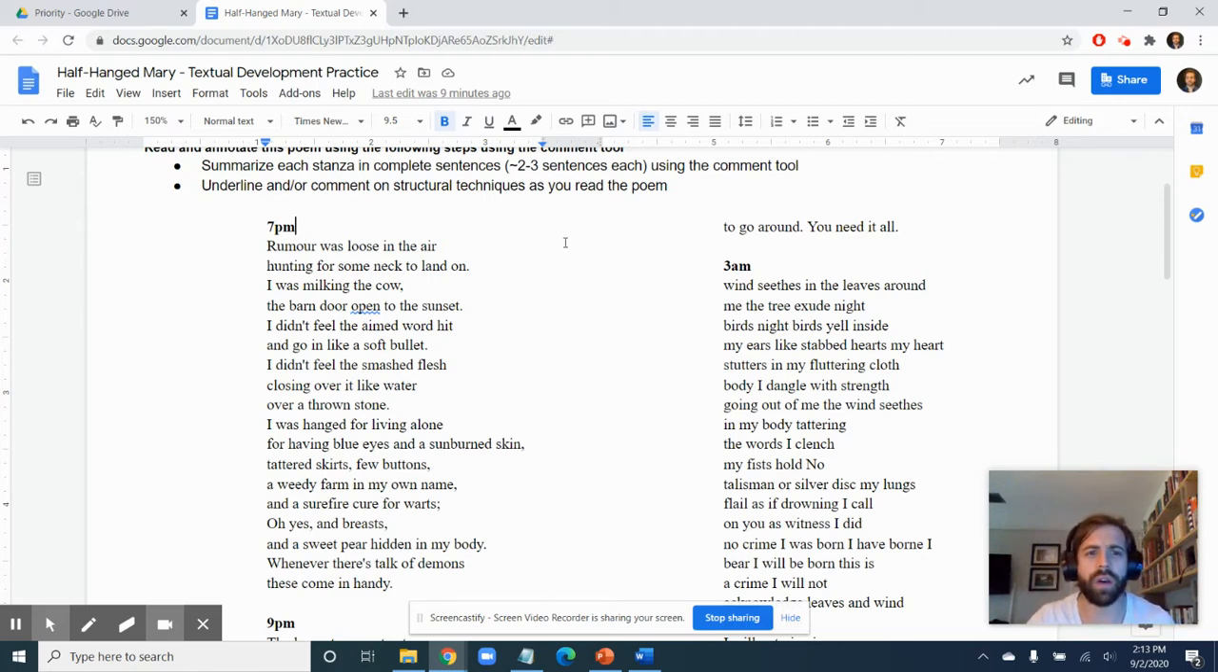Rumor was loose in the air, hunting for some neck to land on. And I was milking the cow, the barn door open to the sunset, and I didn't feel the aimed word hit and go in like a soft bullet. I didn't feel the smashed flesh closing over it like water over a thrown stone. I was hanged for living alone, for having blue eyes and sunburned skin, tattered skirts, few buttons, a weedy farm in my own name, and a surefire cure for warts. Oh yes, and breasts, and a sweet pear hidden in my body. Whenever there's talk of demons, these come in handy.